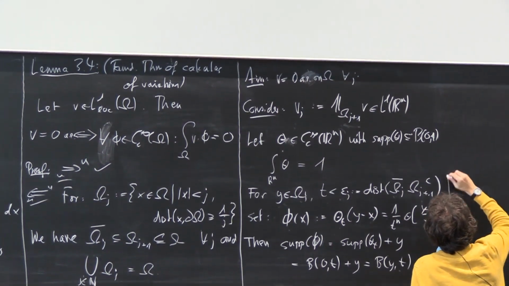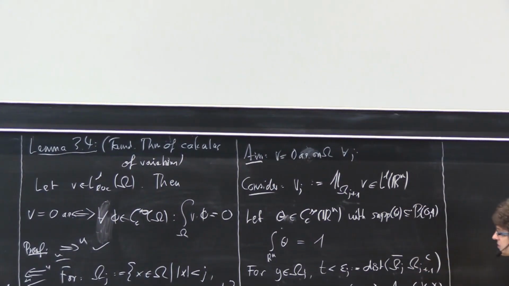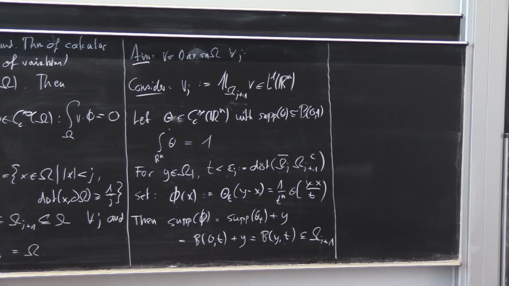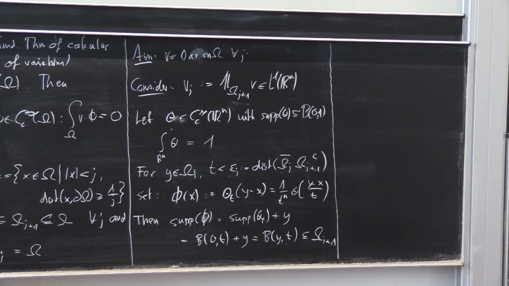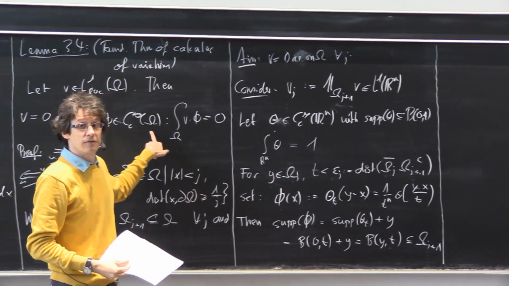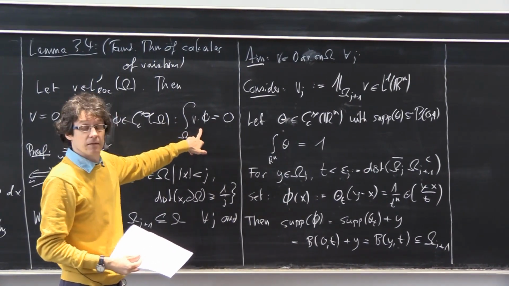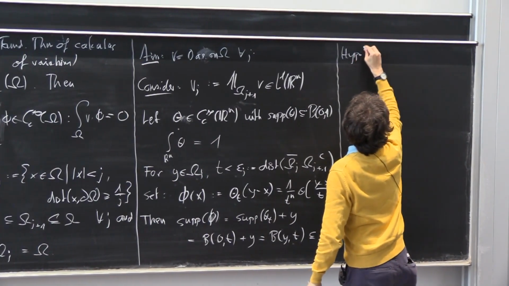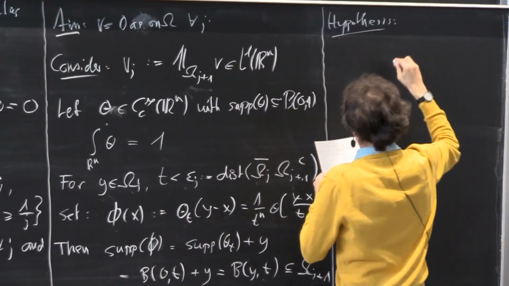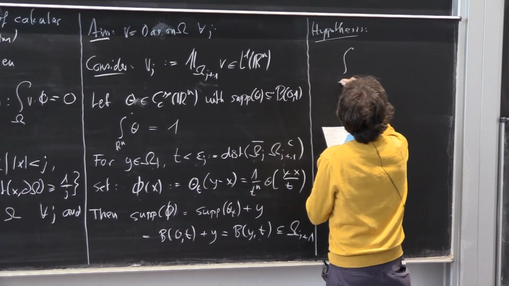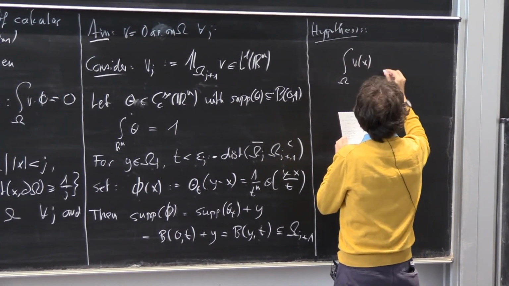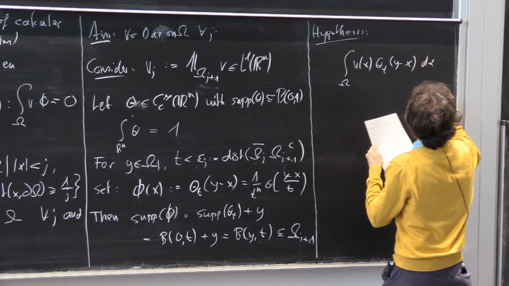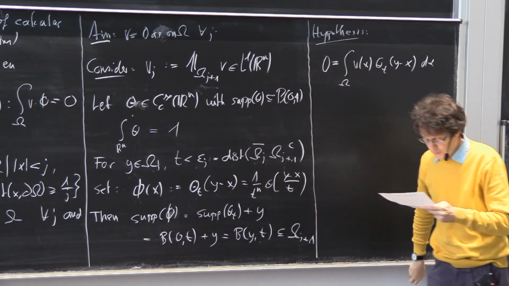Now, this in particular means that this function phi is a C_c infinity function, and it has a support in omega, so it's a C_c infinity of omega function. So we can apply our hypothesis, telling us that the integral over omega of v of x theta t of y minus x dx, this is 0. This is by hypothesis.